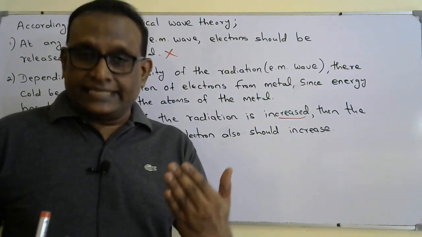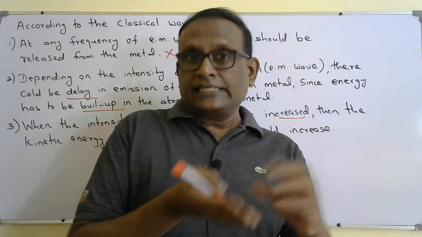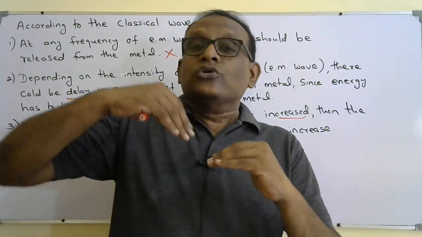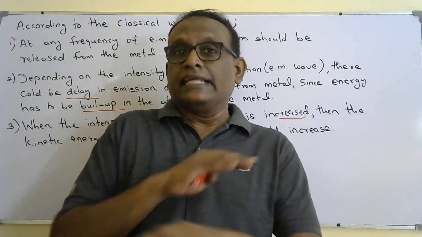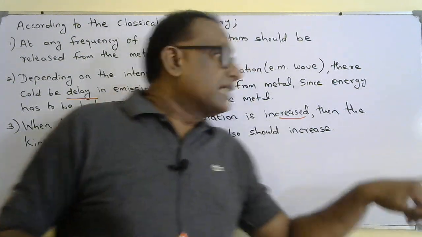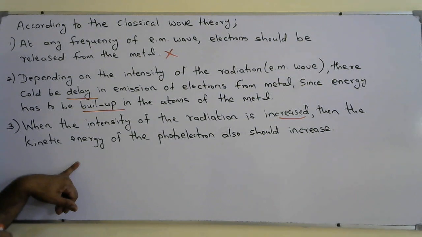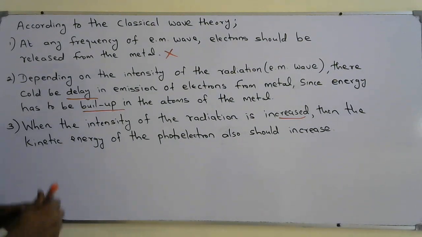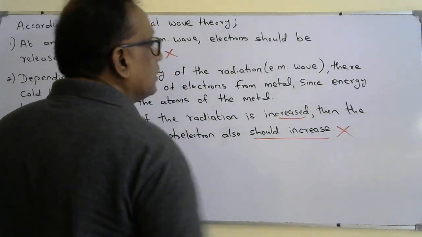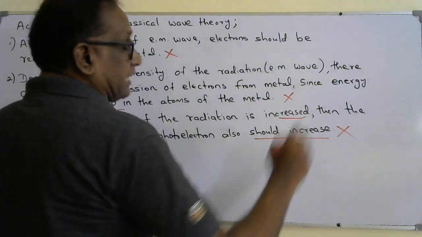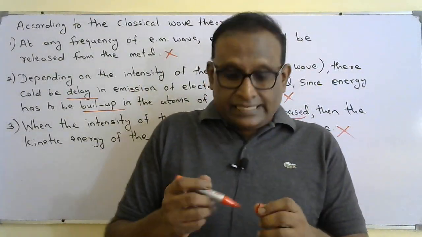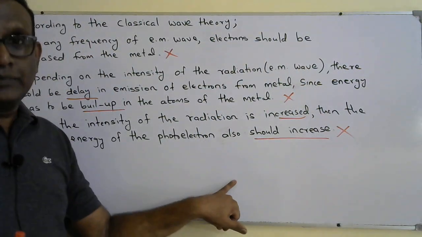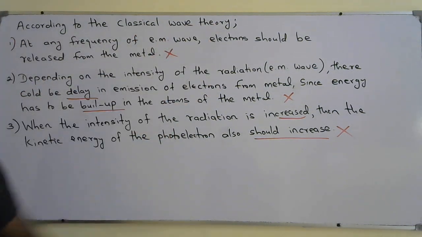Understand? Even when you increase the intensity, imagine an electromagnetic radiation is able to remove electrons, the frequency is above a specific value for that particular metal. But when you increase the intensity, there is no change in the kinetic energy of the electrons released from the metal. But the wave theory says, when the intensity is increased, kinetic energy also should increase. So that is also failing to explain the photoelectric effect. That means the observations we see related to the photoelectric effect, all three of them, cannot be explained by classical wave theory.